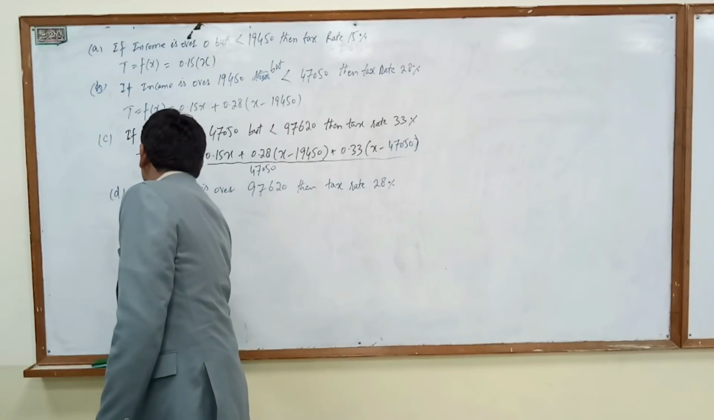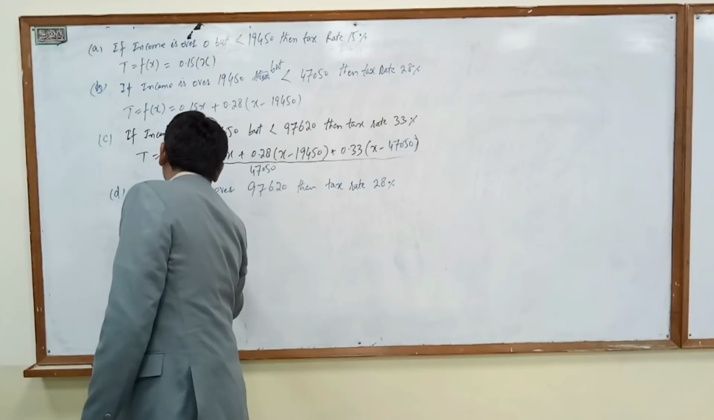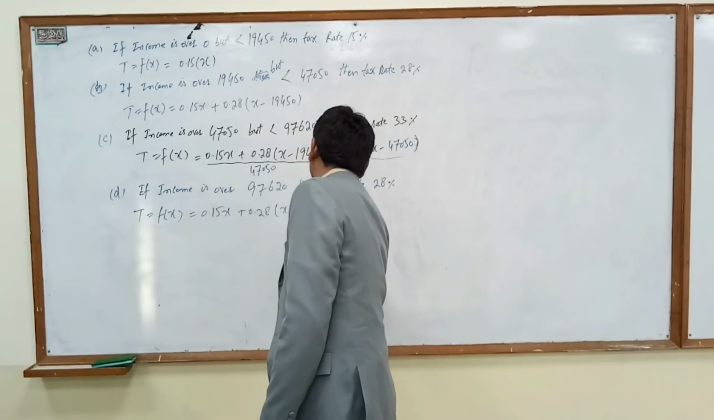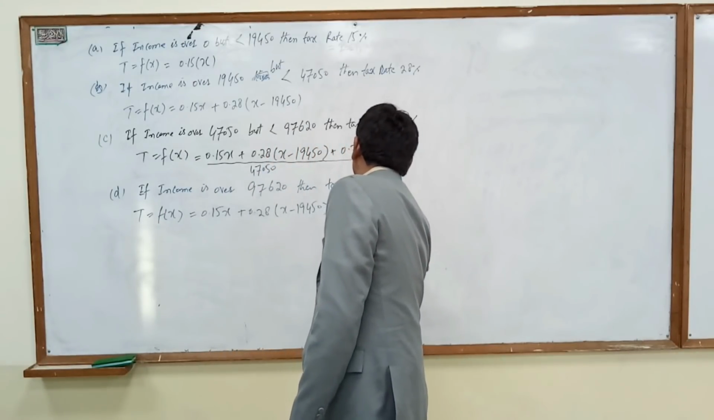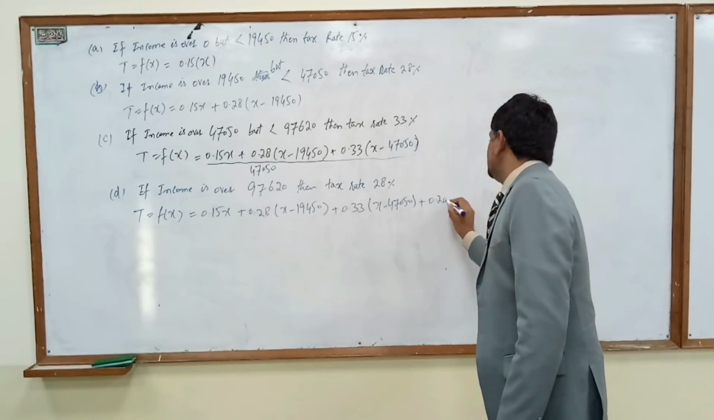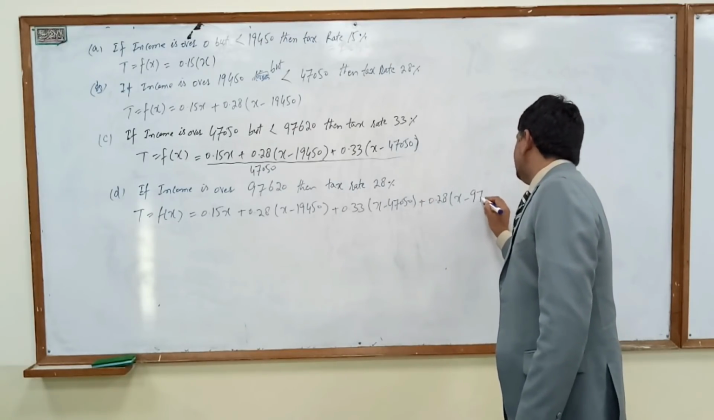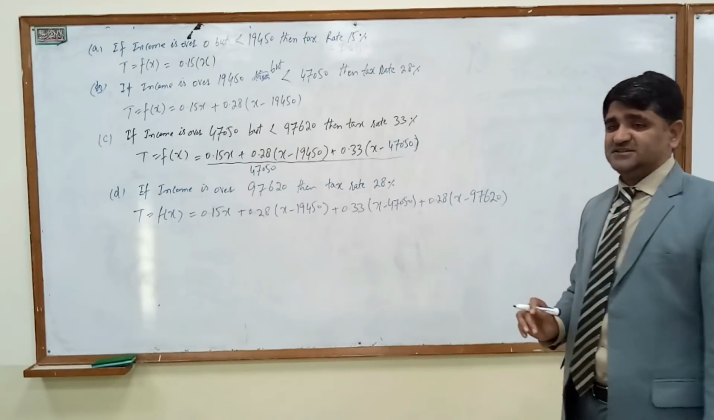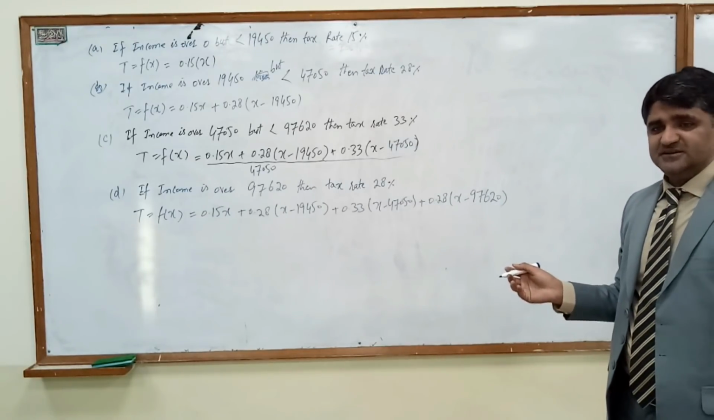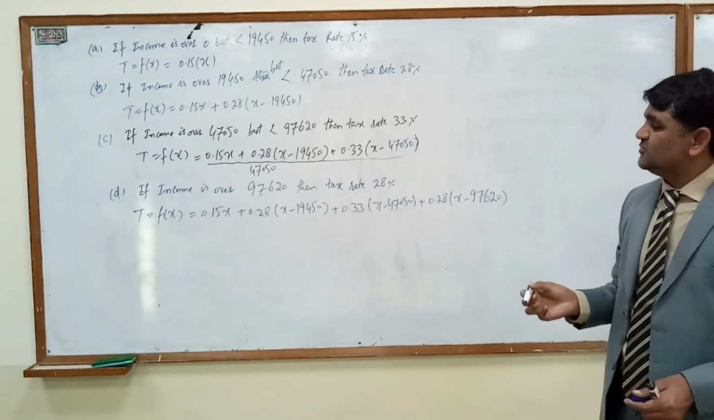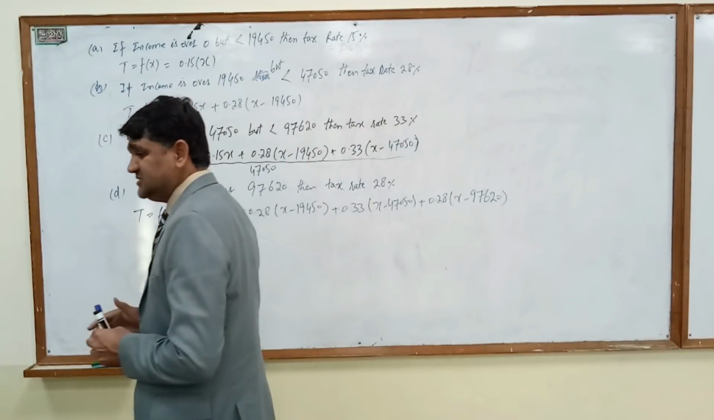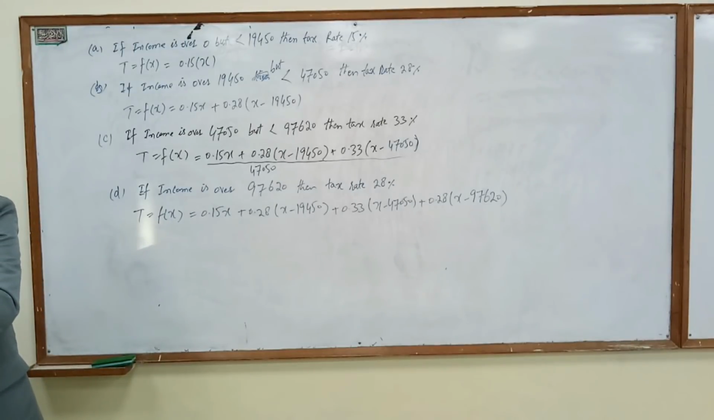So the function f of x is equal to 0.15x plus 0.28 into x minus 19,450 plus 0.33 into x minus 47,050 plus 0.28 into x minus 97,620. That is the last bracket which is given in this table. We can extract the function by putting in the values. Whatever the value of x is, we can solve by this approach. Clear, students? Yes.